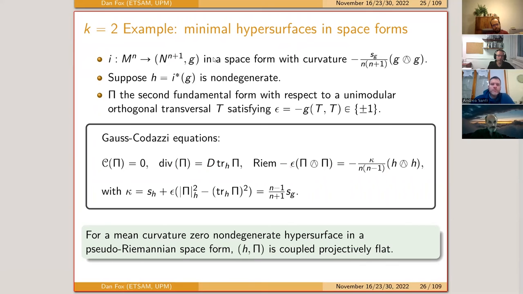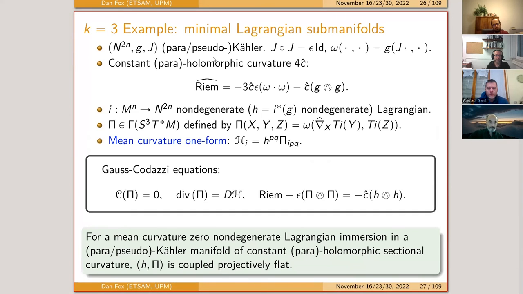And the Gauss-Codazzi equations tell me exactly that the second fundamental form is closed. It's not quite co-closed. And it satisfies this couple projectively flat equation. And so if I have a mean curvature zero non-degenerate hypersurface in a pseudo-Riemannian space form, I get a solution of these couple projectively flat equations. The next example is for the k equals 3 case, and it's essentially the same example, but now looking at mean curvature zero non-degenerate Lagrangian submanifolds of para pseudo Kähler manifolds of constant para holomorphic sectional curvature. And the story is exactly the same.